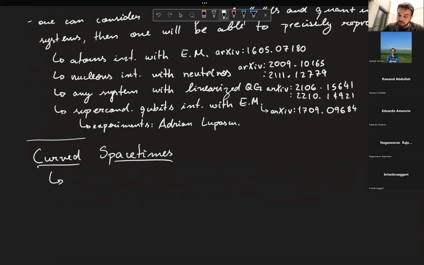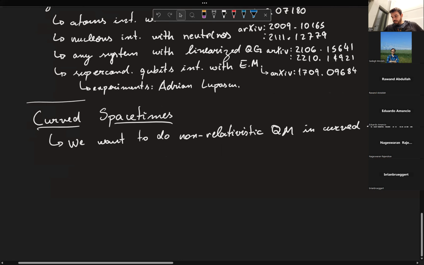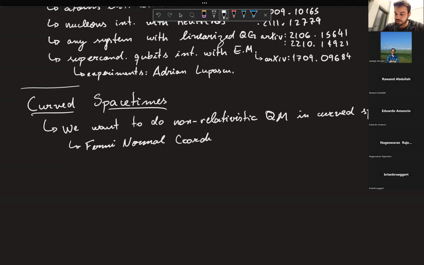Now, the issue here is that we want to do non-relativistic quantum mechanics in curved spacetimes. And of course, if I say non-relativistic and I say curved spacetime, something should kind of bother you, right? Because it's non-relativistic even for special relativity. How are we going to incorporate general relativity into this? Well, we can employ approximate formulas, but in order to do this, we need to talk about Fermi normal coordinates. I'll be very brief, but basically these will be the key so that we can talk about position and momentum operators.